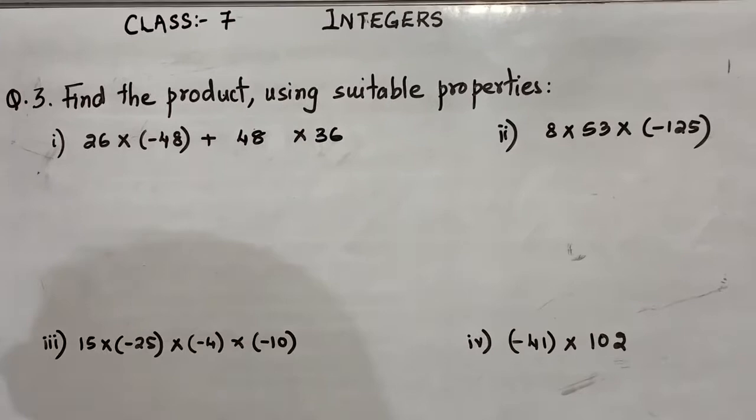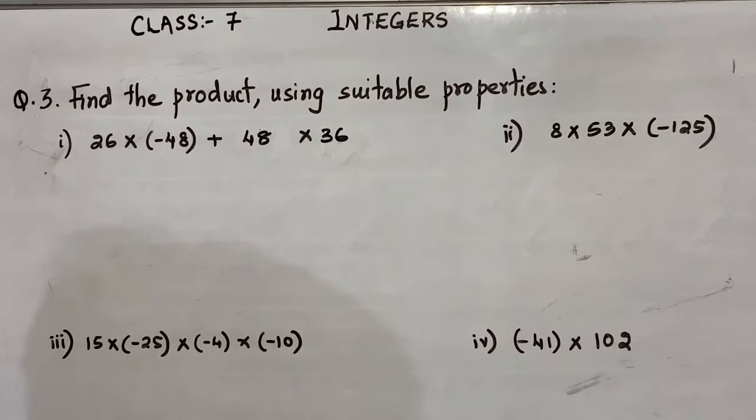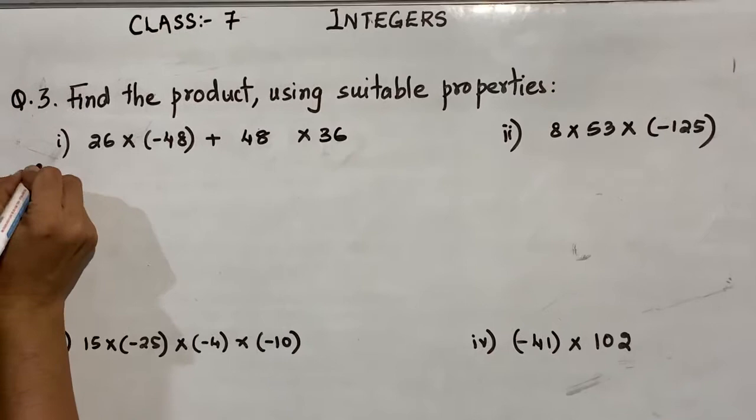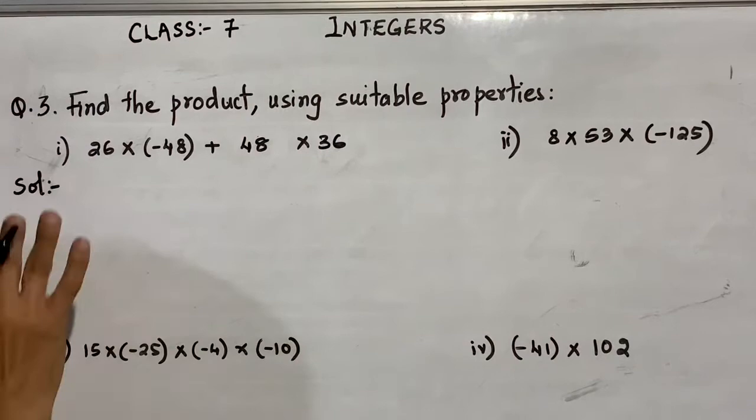So when we are asked to find the product of the following using suitable properties, look at the numbers to decide which property to use.